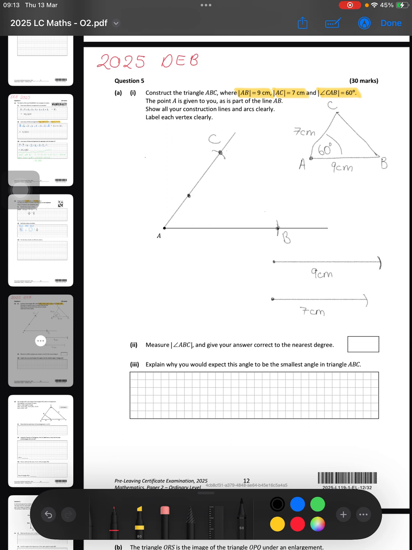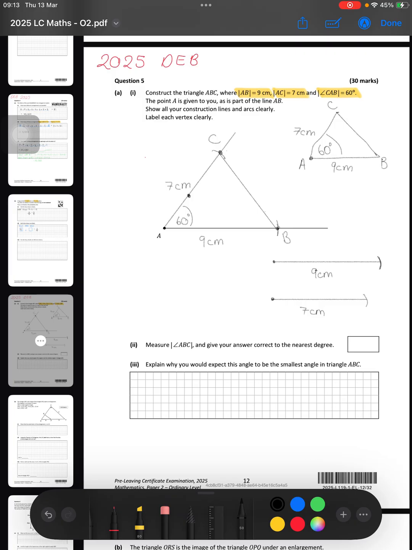Last thing I'm going to do, because I have the second points of the triangle, is get my ruler and connect up B with C. And now that's the construction complete. I'm just going to quickly mark in the information that they'd asked me to construct the triangle with: the 9 centimeters, the 7 centimeters, and the 60 degrees.